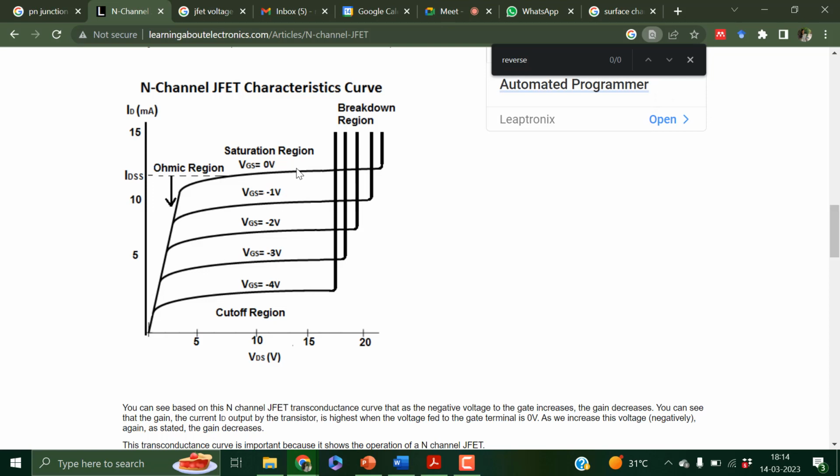Ma'am, I think Anil is confusing with the NPN channel. Here N is the channel, where the source is N, that is the N channel. Am I right, ma'am? PNP means the source is P. Yes. Here the source is N. Okay, ma'am. So is it clear now, Anil? Yes, ma'am.